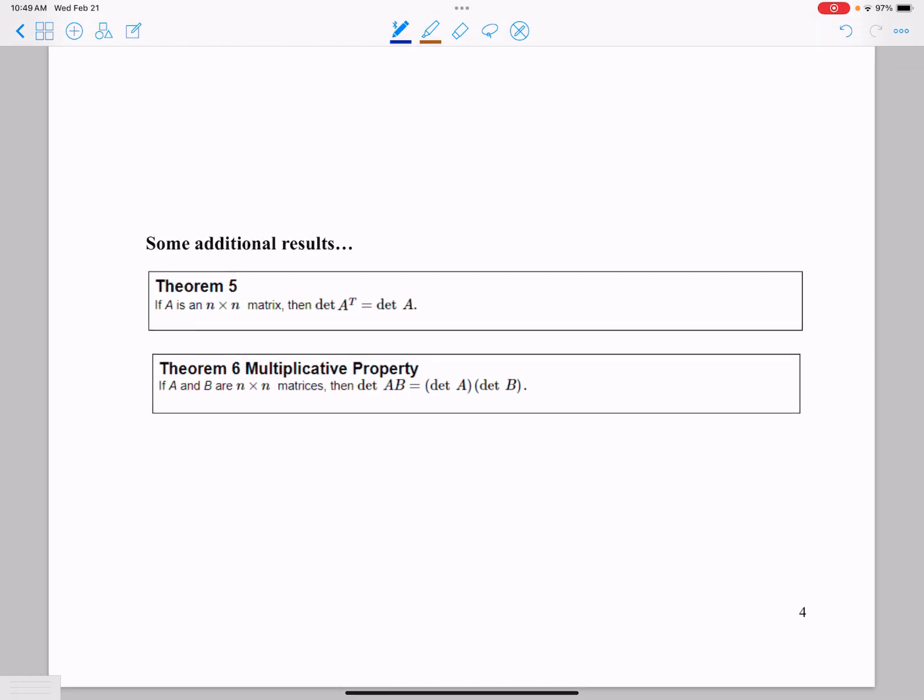Just some other little results. Theorem 5 says that if you have an n by n matrix, then the determinant of A equals the determinant of A transpose. And really you can think about this because the cofactor expansion can be about a row or a column. So doing it on A transpose would be the same as doing it on A. And then also, the determinant of the product is the product of the determinants. Again, this is a very nice property for later when we do diagonalization.